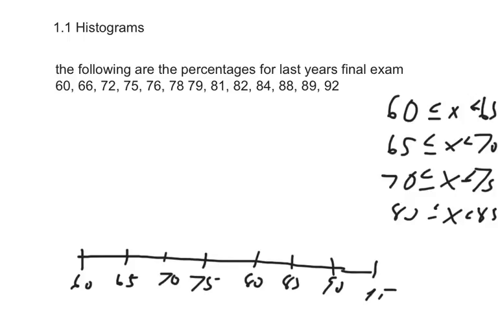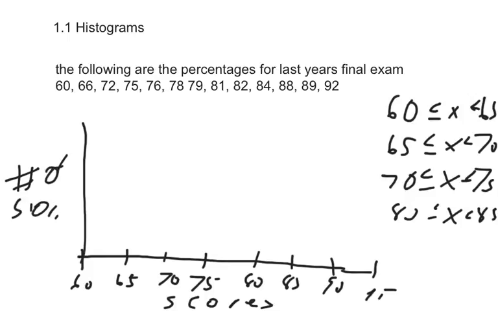So in between 60 and these were the scores. Remember to always label your axes. Number of scores. 1, 2, 3, 4, 5. Alright, so in between 60 and 65 there is 1.